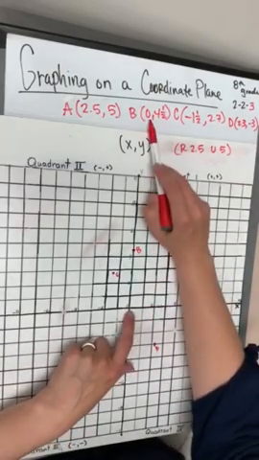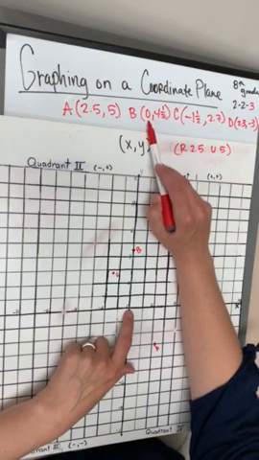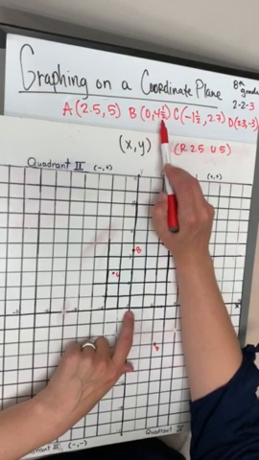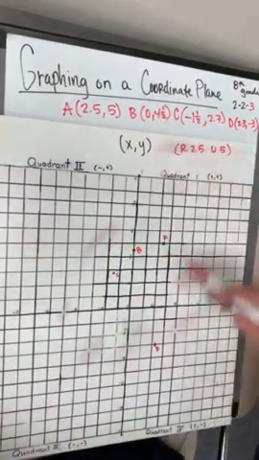So right here you would stay on your x-axis and then up 4.5 on your y-axis. Okay? Things like that.